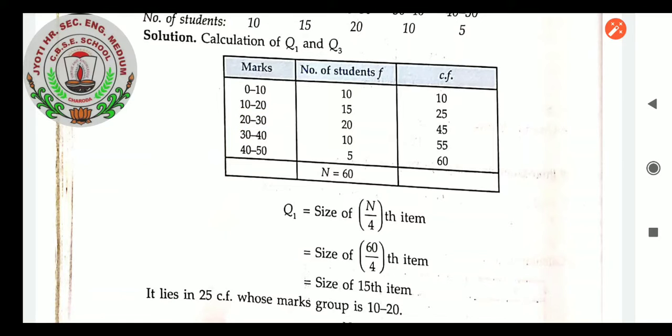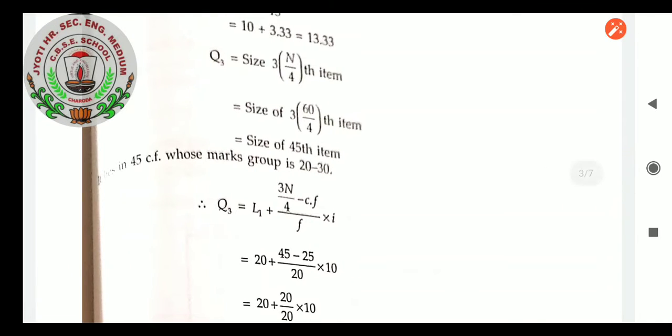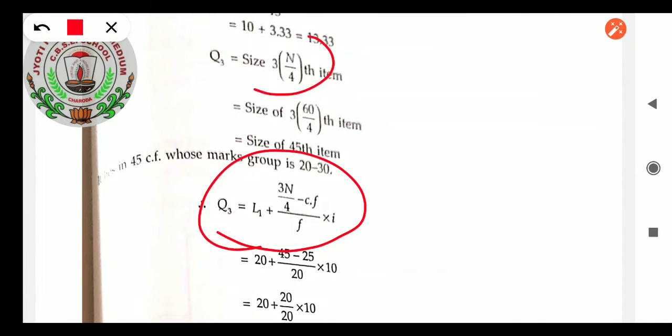Okay, so Q3 has been taken. Have you understood? Now Q3 equals L1 plus 3n by 4 minus CF. This formula you have to note down, that for a class series two formulas are there. One is this and the second is this. Same work for Q1 also. So Q3 equals L1 plus 3n by 4 minus CF upon F into I.